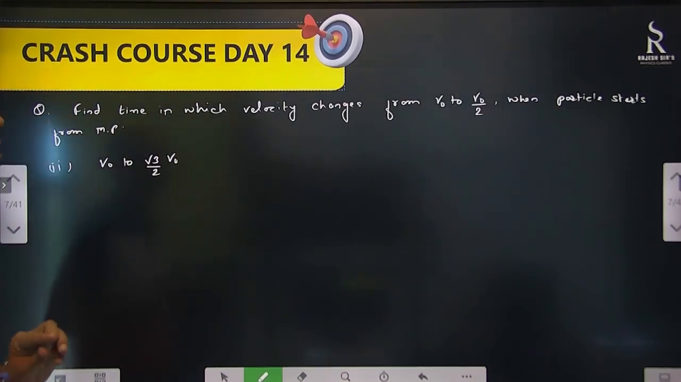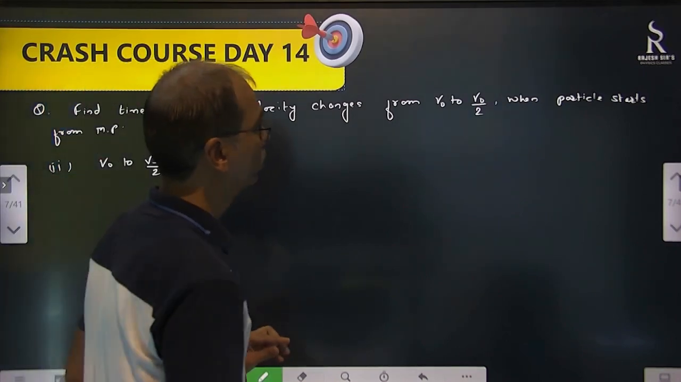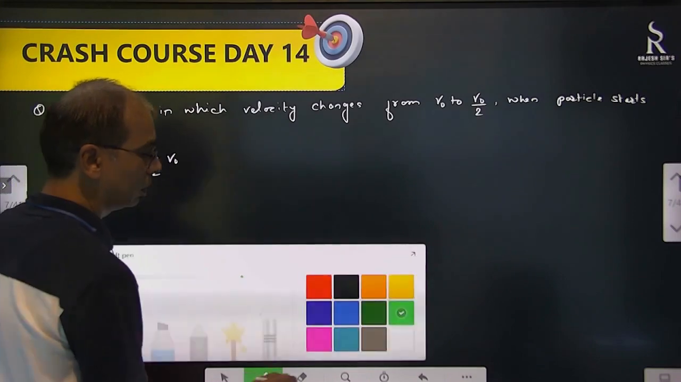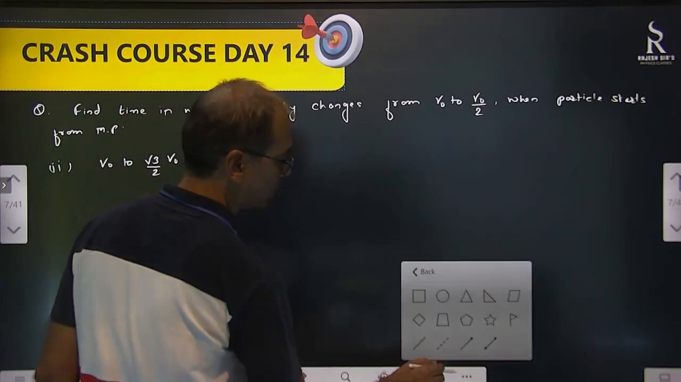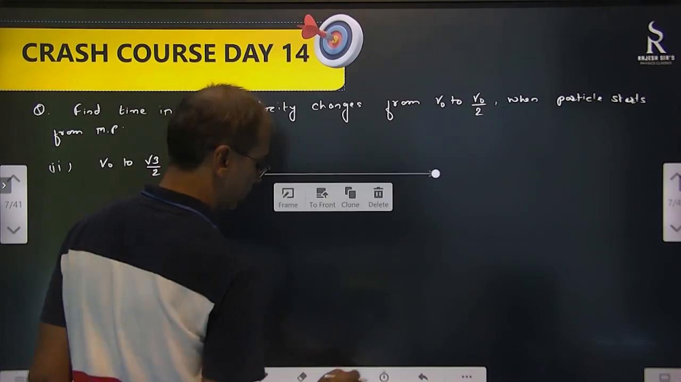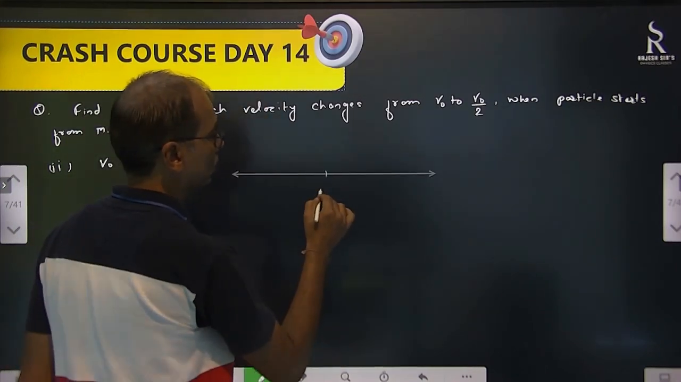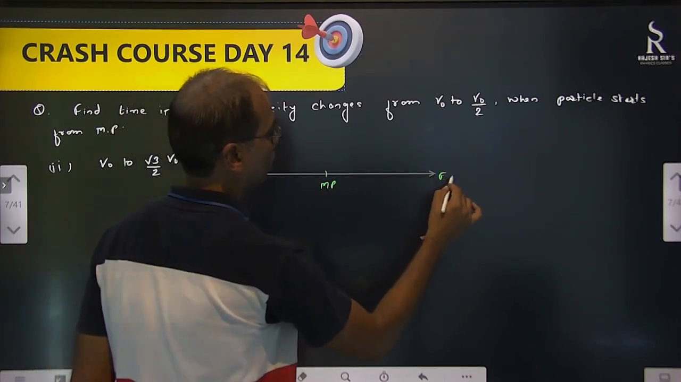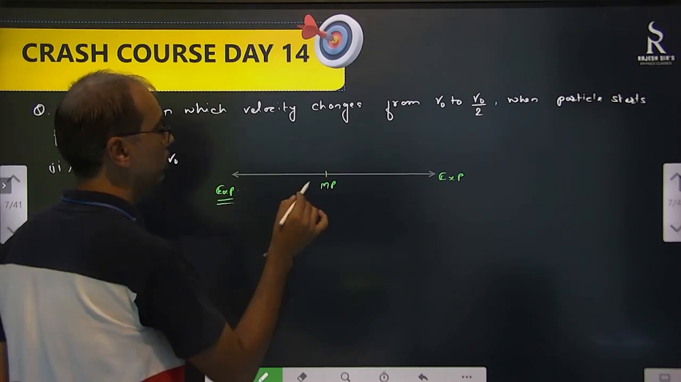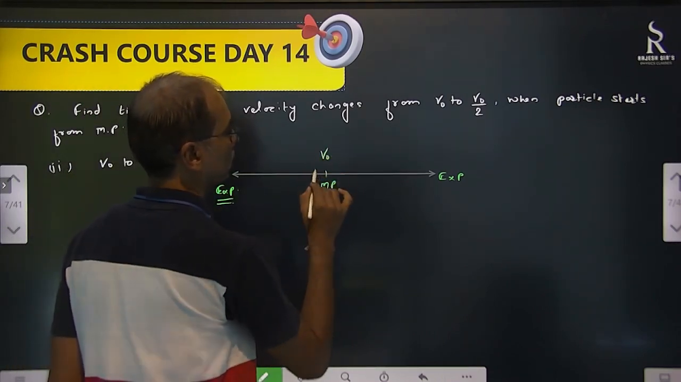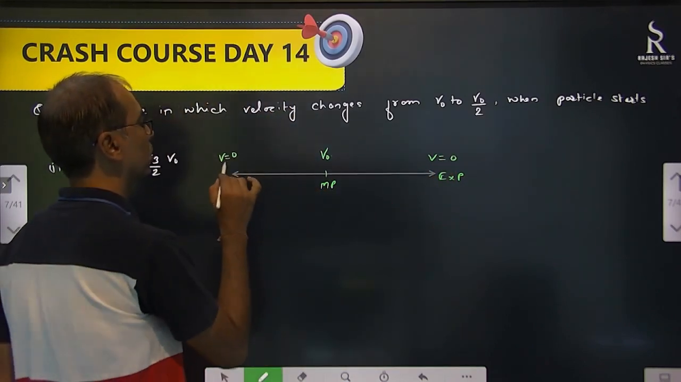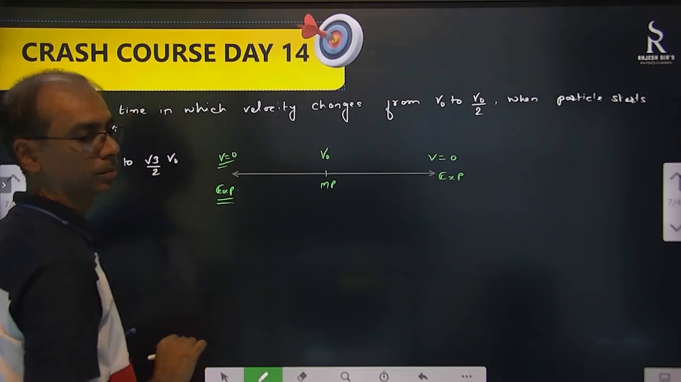Find the time in which velocity changes from v naught to v naught by 2 when the particle starts from mean position. Always remember, if we talk about velocity, let's understand first. This is the mean position, and these are the two extremes. Where is velocity maximum? At mean position. At extreme position, velocity is 0, and here also 0. So velocity is maximum at mean position.